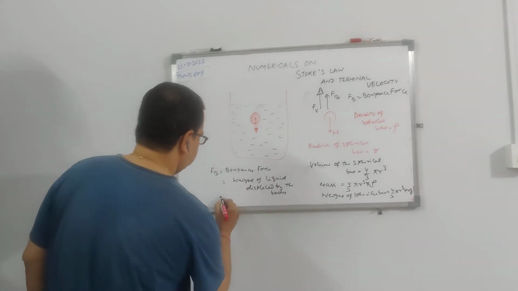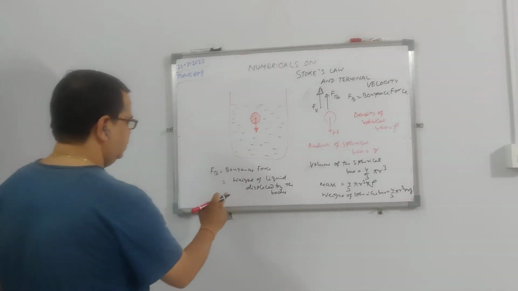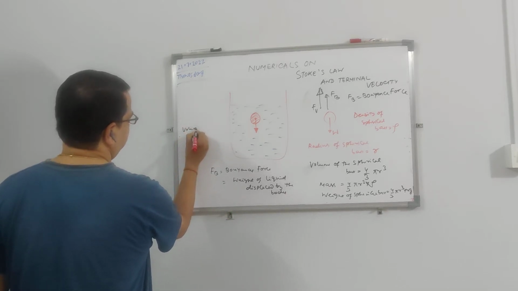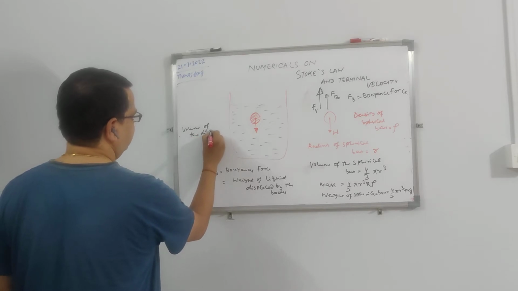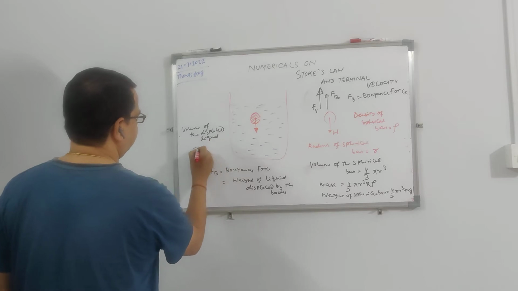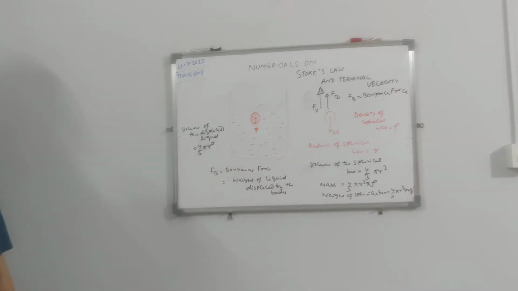First we have to see the volume of the displaced liquid, which is nothing but 4 by 3 pi r cube again. Okay, that is the volume.